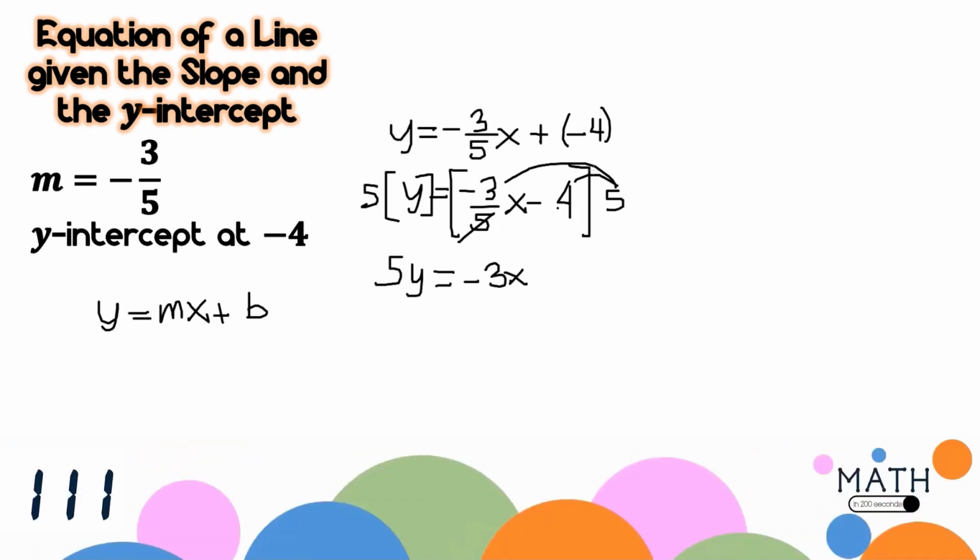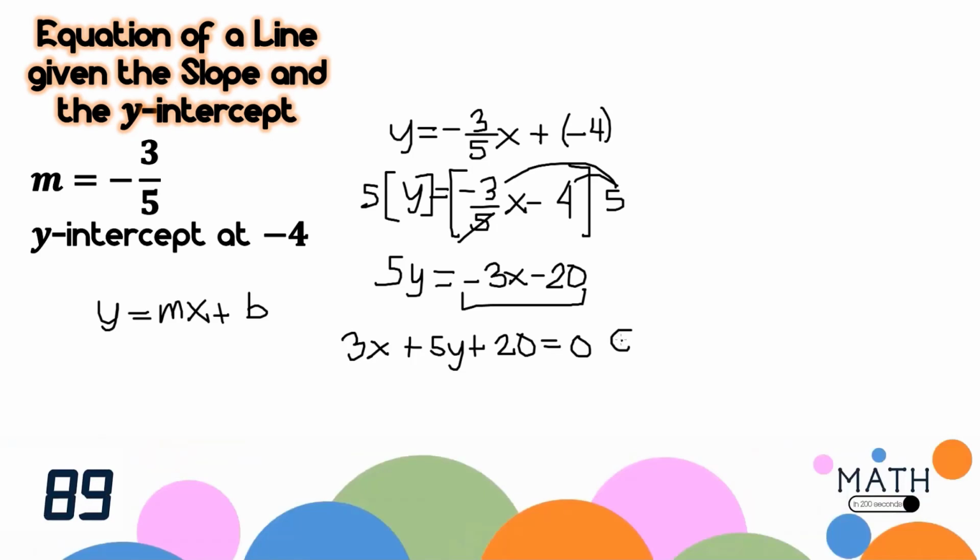Since this is a binomial expression, we need to distribute this constant to both terms. So we have here minus 20. Now, let's move this on the other side, adding both sides by 3x. Then you will have here 5y, and adding both sides by 20. So this side will return to 0. This is already its general form because we have here a 0 on the other side.